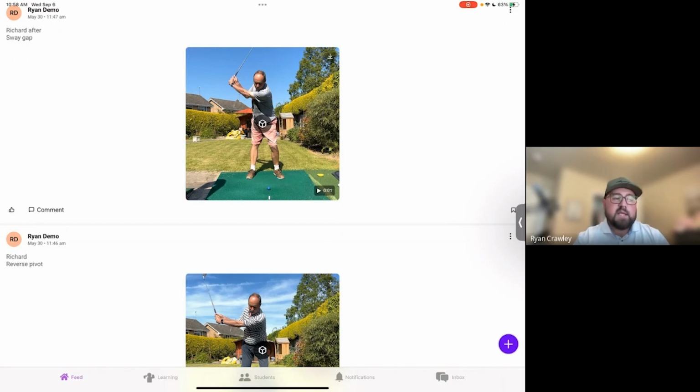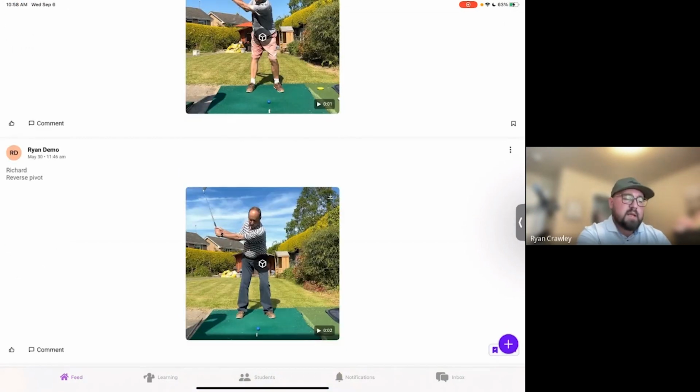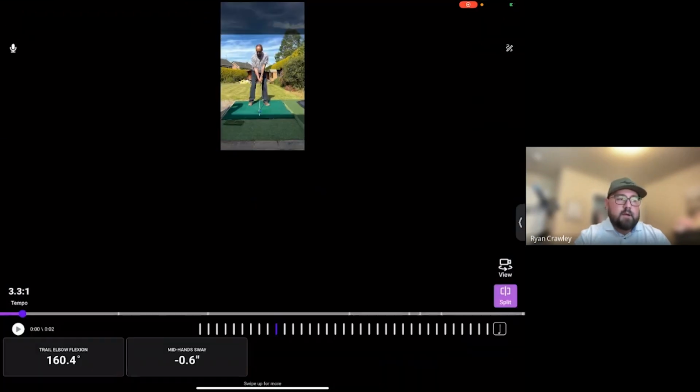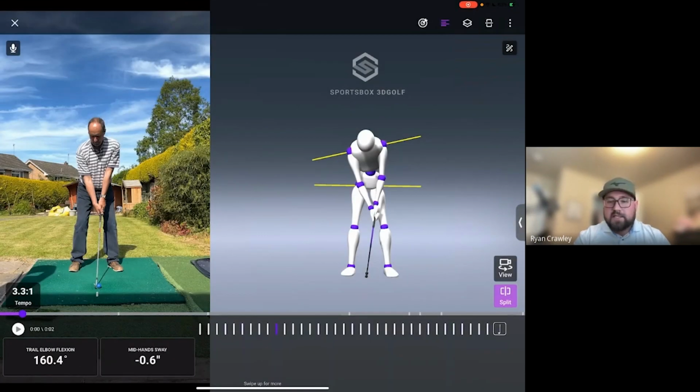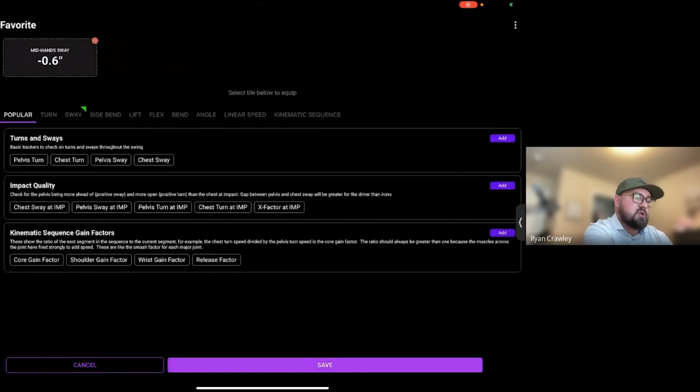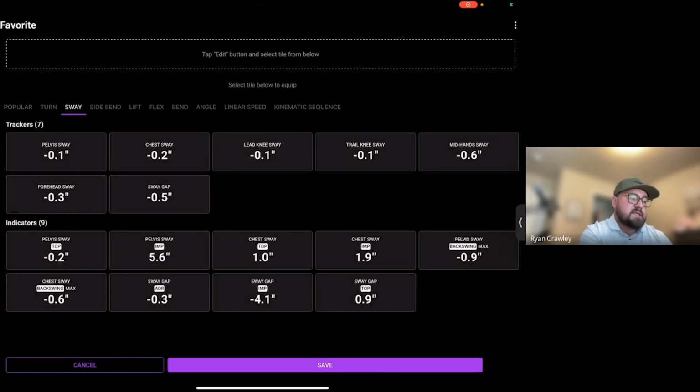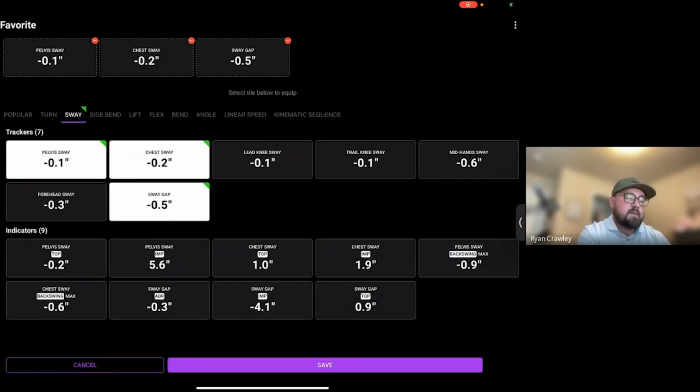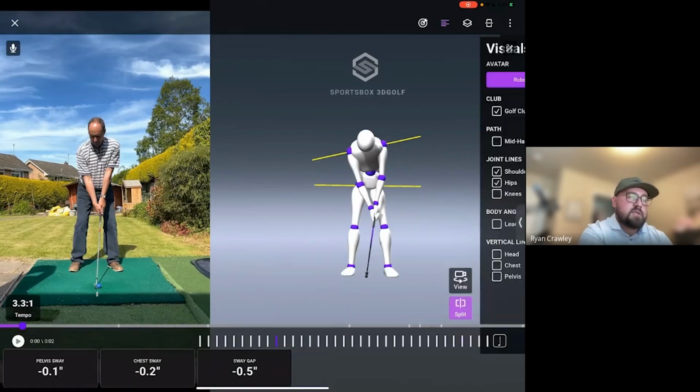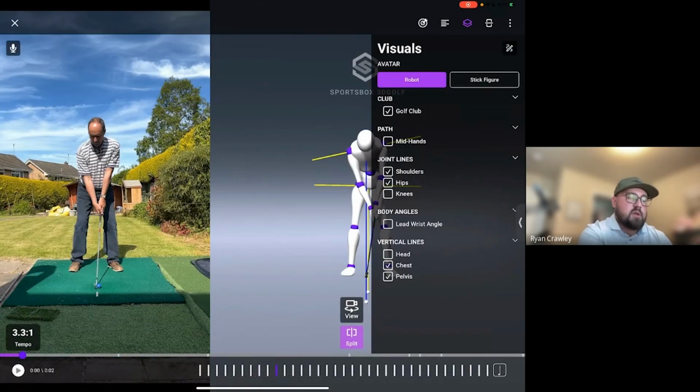And the one that always stands out to me is a reverse pivot. So many of our players are going to struggle with a reverse pivot. I know when I have people that come to my lesson tee, that's probably one of the biggest things that I see. And when I show it in 3D to these little mini lessons, it's like a light bulb goes off in their head. And the reason why is because we have these little vertical lines here.